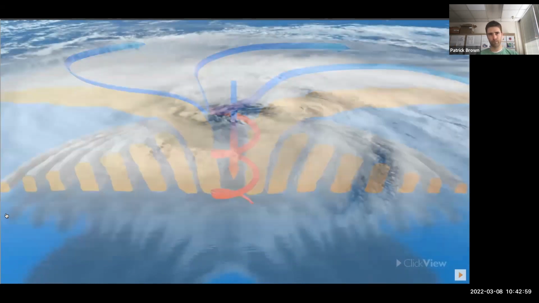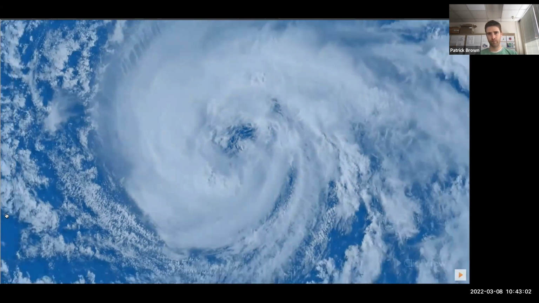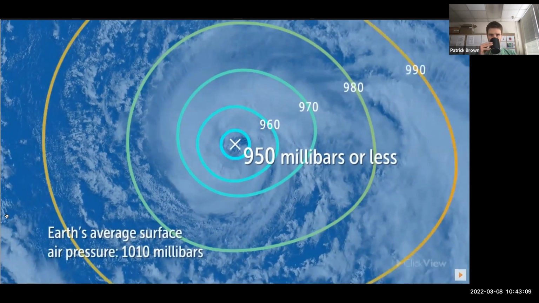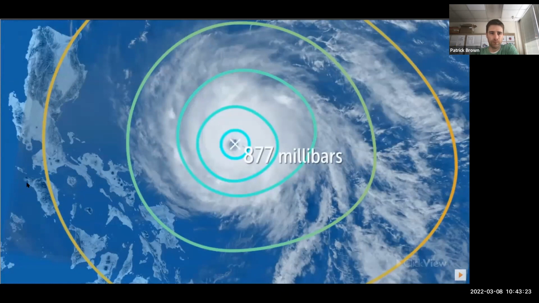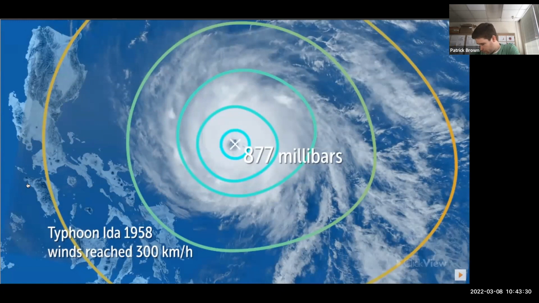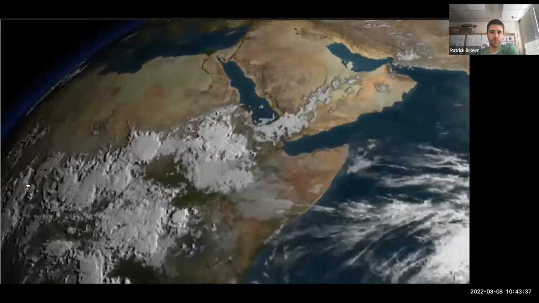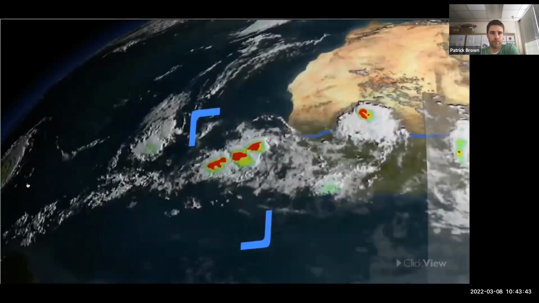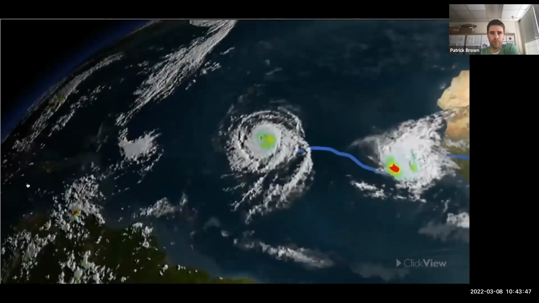The lowest air pressure in a tropical cyclone is always found at the center and is typically 950 millibars or less. The average air pressure at the Earth's surface is about 1010 millibars. Tropical cyclones have significantly lower air pressure than the air that surrounds them. The bigger the pressure difference, the stronger the wind force. One of the lowest air pressures ever recorded was 877 millibars for Typhoon Ida, which hit the Philippines in 1958, where winds reached 300 kilometers an hour. Once formed, the cyclone's movement or track follows a pathway away from its source, driven by global wind circulation. As warm ocean waters feed it heat and moisture, the cyclone continues to enlarge.